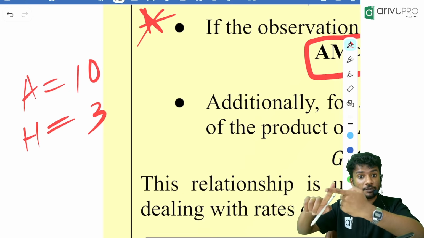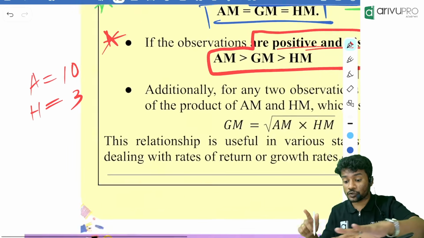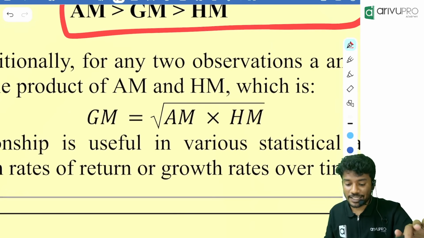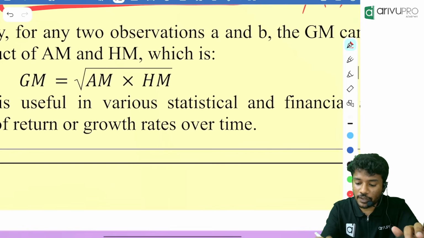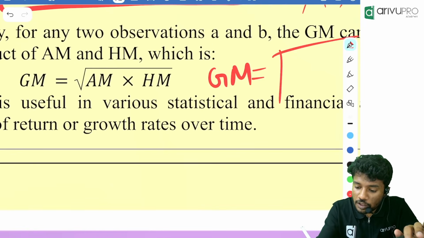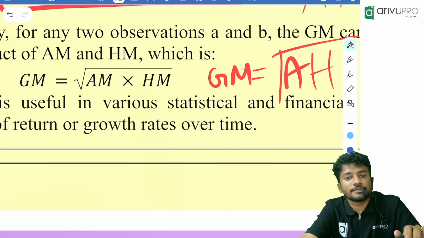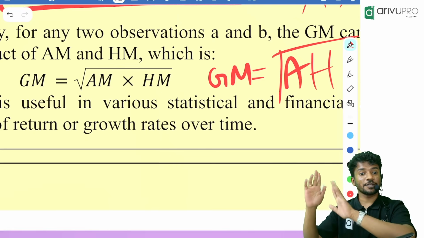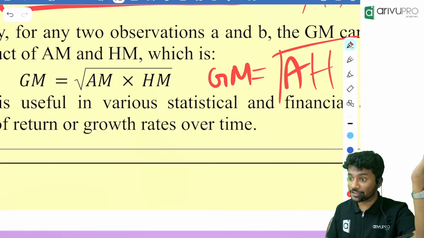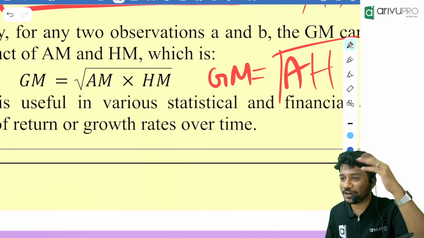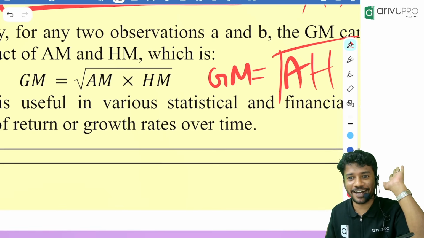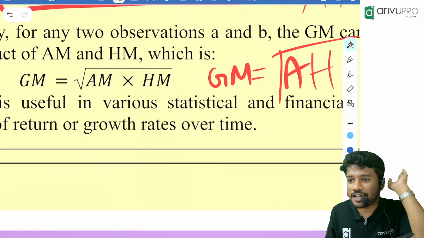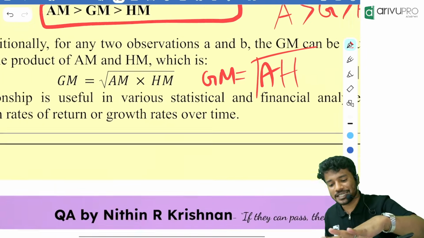Regarding mean, AM is related to GM and HM using a formula. GM is equal to root of AM into HM. So you can remember it this way: GM is equal to root of A into H. If you want to remember it as HM into AM, that is also fine. A into H or H into A. The answer is root of A into H. Arithmetic mean into harmonic mean is GM.